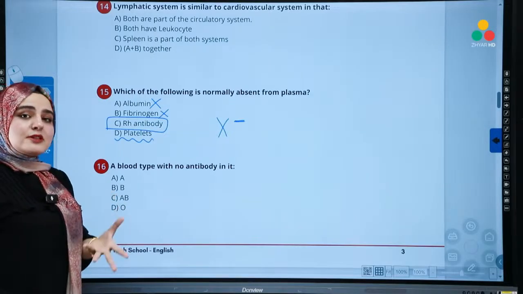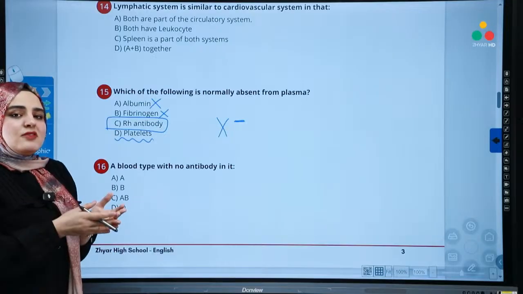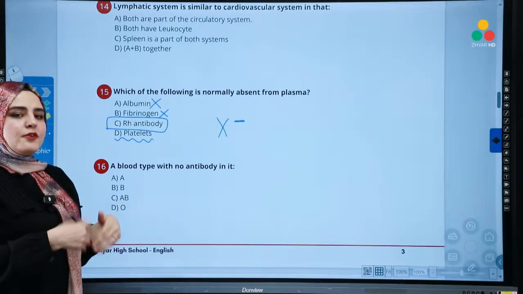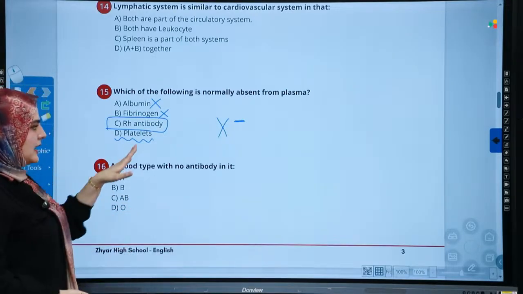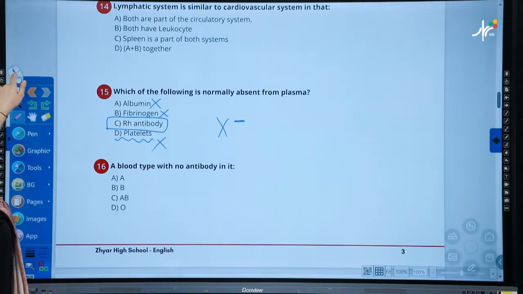Platelets are fragments of cells and they're always there, just like fibrinogen and albumin. If they are required, they're always there for stopping the bleeding. So it's out of the question. Okay? Rh antibody is our answer.